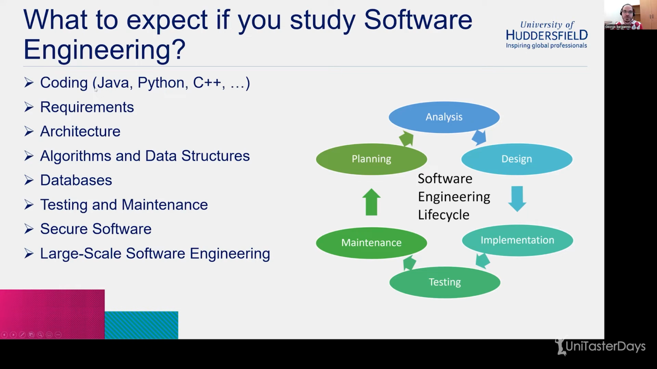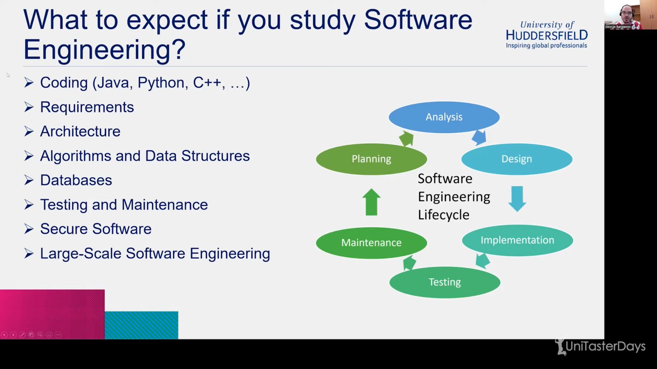So you would have obviously coding modules, learning languages like Java, Python, C++, HTML, CSS, a vast array of languages available. But what you need to keep in mind here is that just knowing one language would unlock any other. So you don't need to learn all of them at university. You would be able to branch out to others when you are employed.